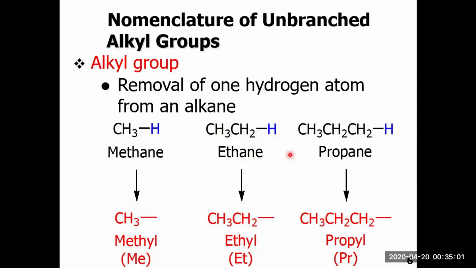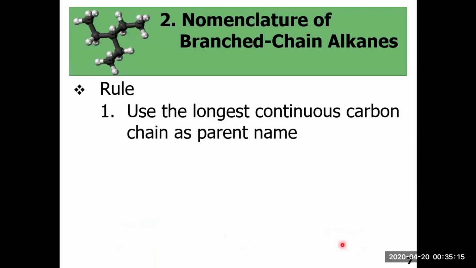So another easy example is this one. If we have propane, if we remove one of the hydrogens, okay, so we drop the a-n-e, then this group becomes a propyl. Okay, now, how do we give names for branched alkanes? So these branched alkanes, these are no longer your normal alkanes. They have some substituents or branch points, okay?